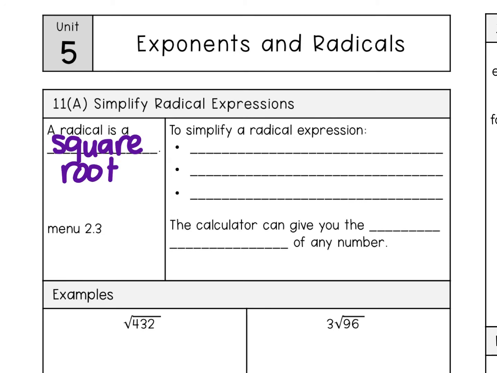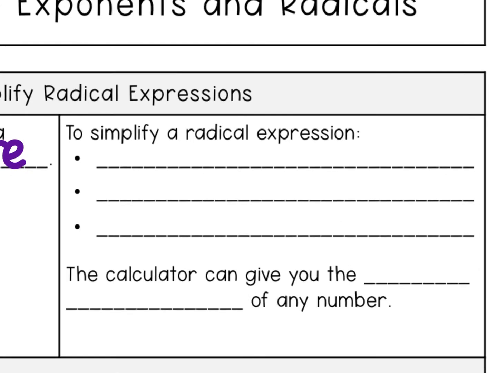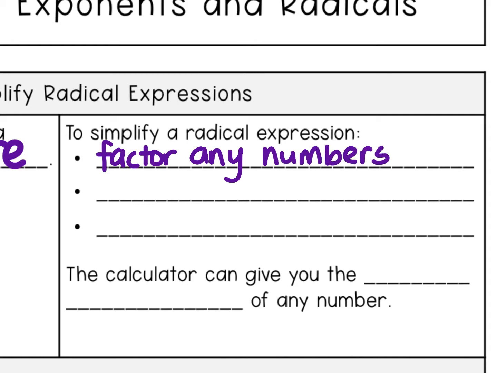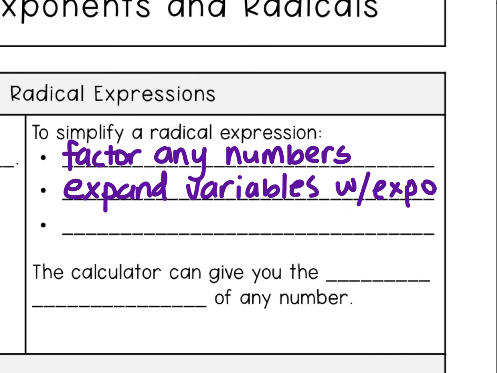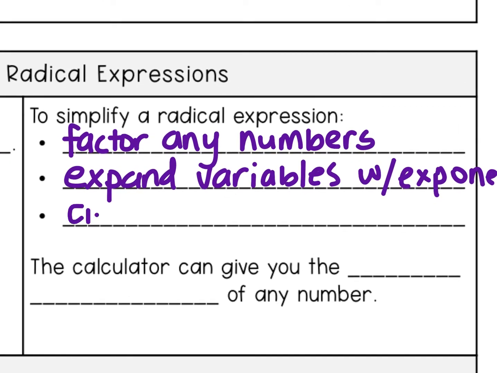To simplify a radical expression, first you're going to factor any numbers that are underneath the radical expression. You're going to next expand variables that have exponents. And then last, you're going to circle pairs.